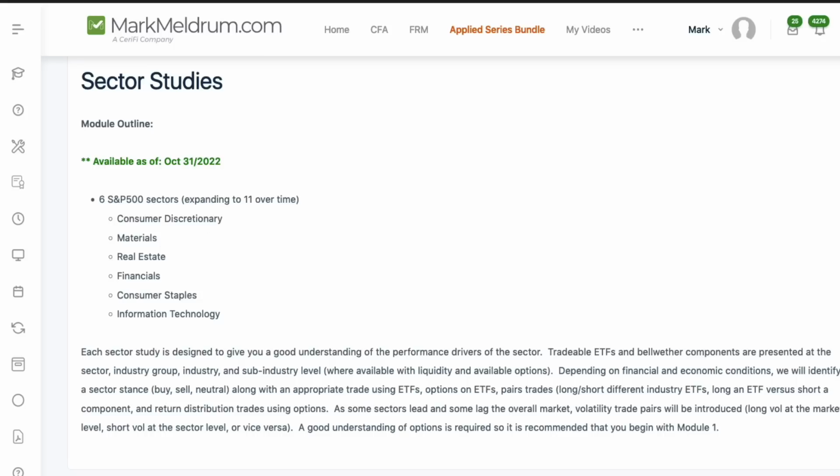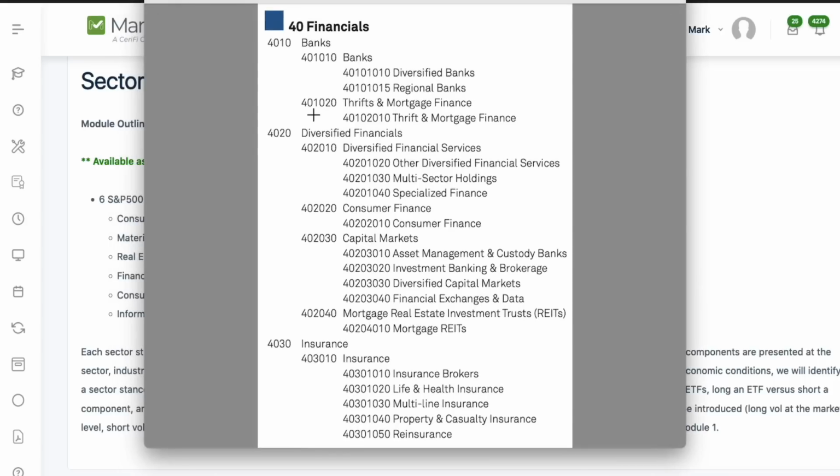To show you what I mean by that, let's have a look at the financials right now, which is what I'm working on. The sector is called financials. But within the sector, you have industry groups. These are the 4-digit codes here, the 4010, the 4020, the 4030. You have banks, diversified financials, and insurance. These are industry groups. Within industry groups, you have industries, which is the 6-digit code names here. The banks, thrifts, and mortgage finance are within the industry group. These are industries, and then these are sub-industries.